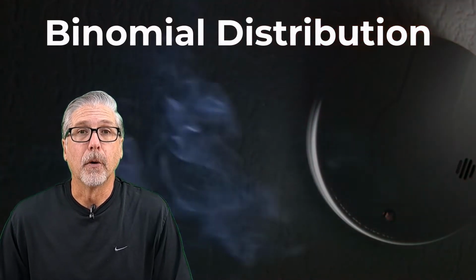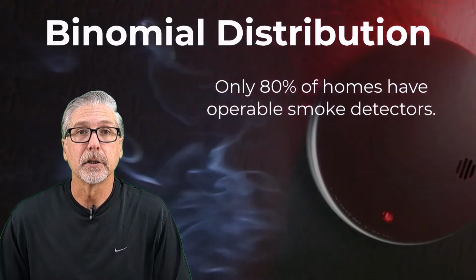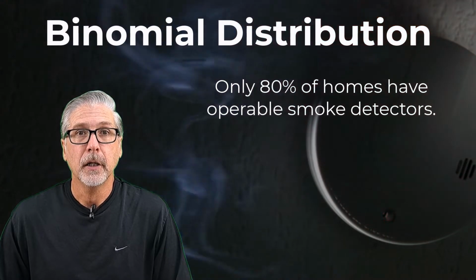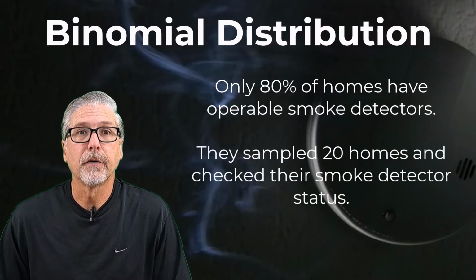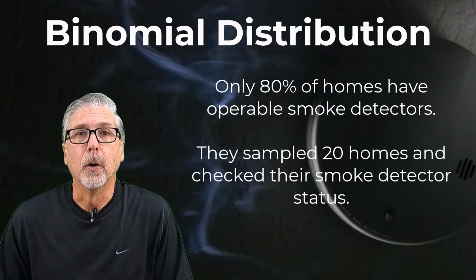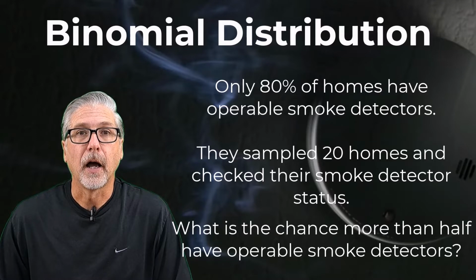In that example, some firefighter friends of mine told me there was an 80% chance that a house has an operable smoke detector. And they sampled 20 houses from the area in which they are firefighters. Suppose they want to know the probability that more than half of those 20 homes have operable smoke detectors. How do we work that problem?